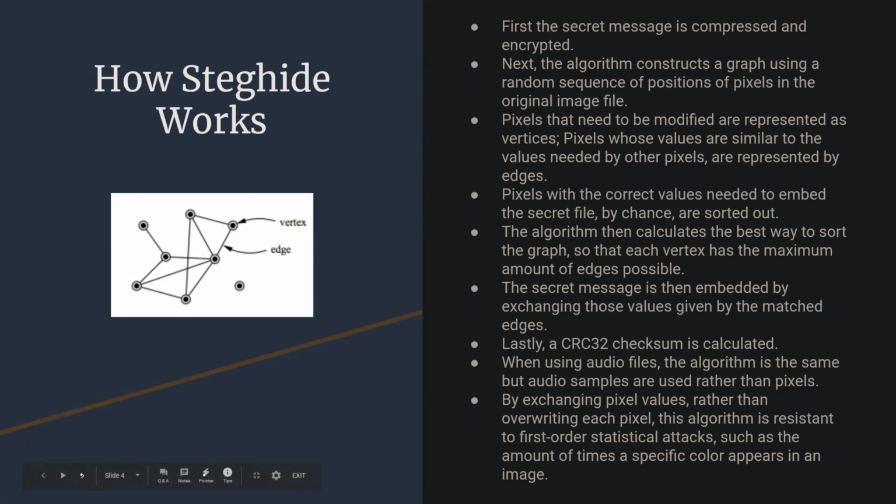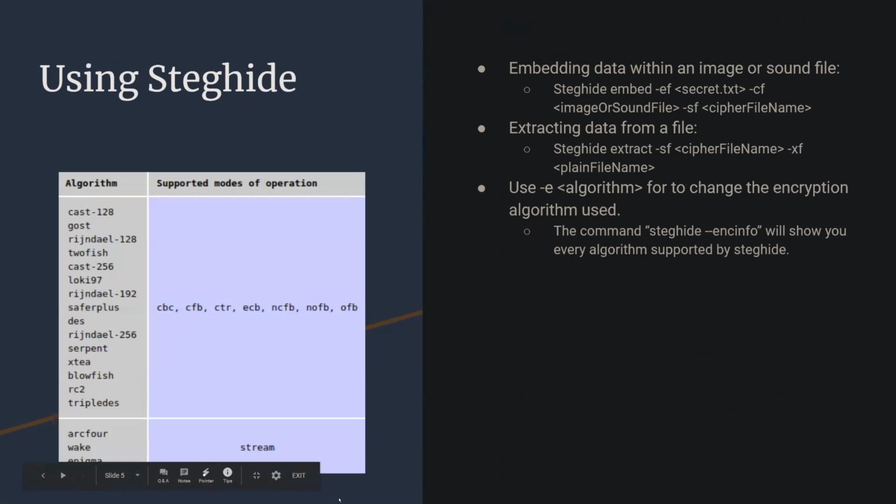And then on this last slide here, it's just showing you how if you were wanting to embed the image, this is what you would use. If you're wanting to extract data from the file, this is what you would use. And then the command Steghide enc info will show you every algorithm supported by Steghide, which is what this picture is right here. And so now I'm going to pass it on to Ryan, who's going to give a live demo. All right.